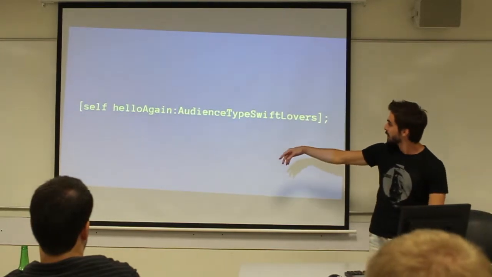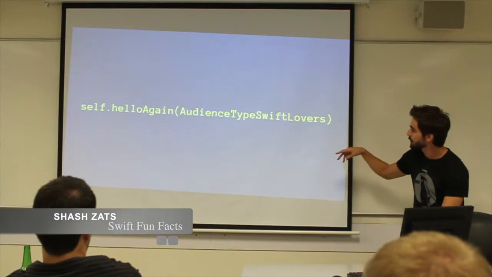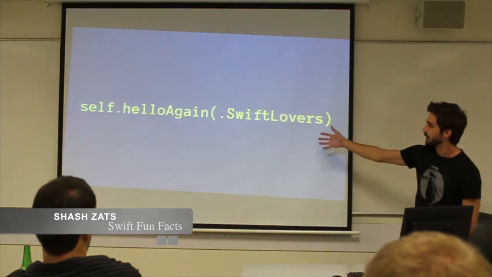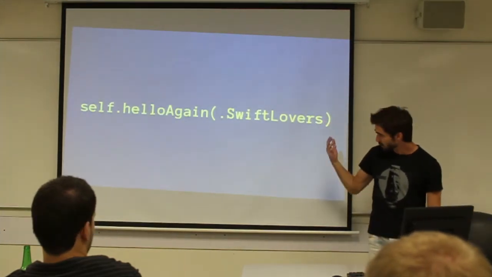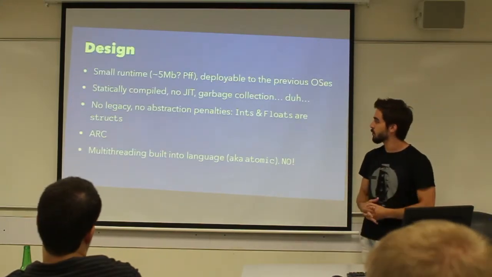the prefix. We can get rid of square brackets and semicolons. And finally we can do this, and we can get to shorter code. How do we get here? What are the things that make Swift Swift?